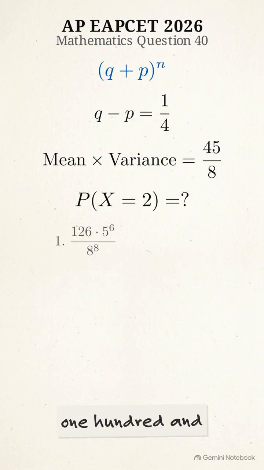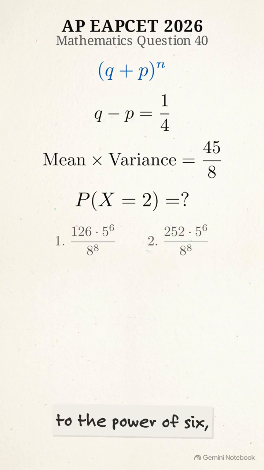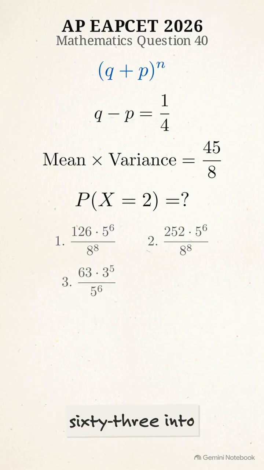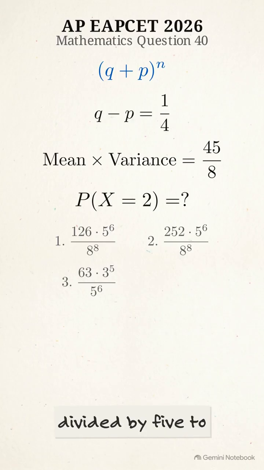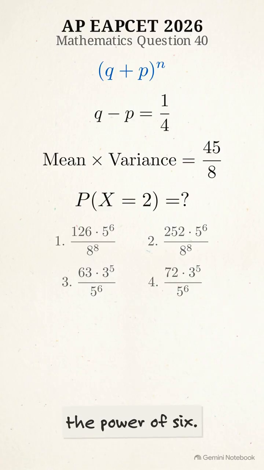Option 1, 126 into 5 to the power of 6 divided by 8 to the power of 8. Option 2, 252 into 5 to the power of 6 divided by 8 to the power of 8. Option 3, 63 into 3 to the power of 5 divided by 5 to the power of 6. Option 4, 72 into 3 to the power of 5 divided by 5 to the power of 6.